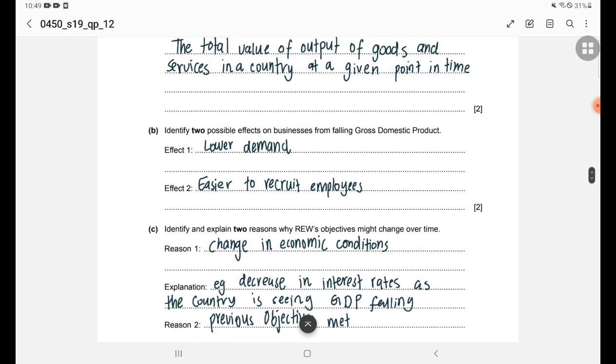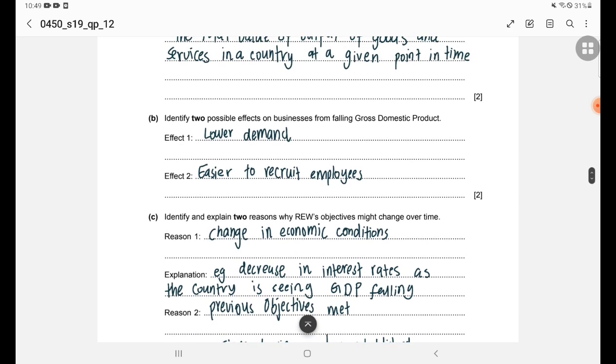All right, so for part B, this is another easy question as well. You have to identify 2 possible effects on businesses from falling gross domestic product. There are many that you can choose. I just picked the easiest ones from the marking scheme. So you can say lower demand, and it's also easier to recruit employees.